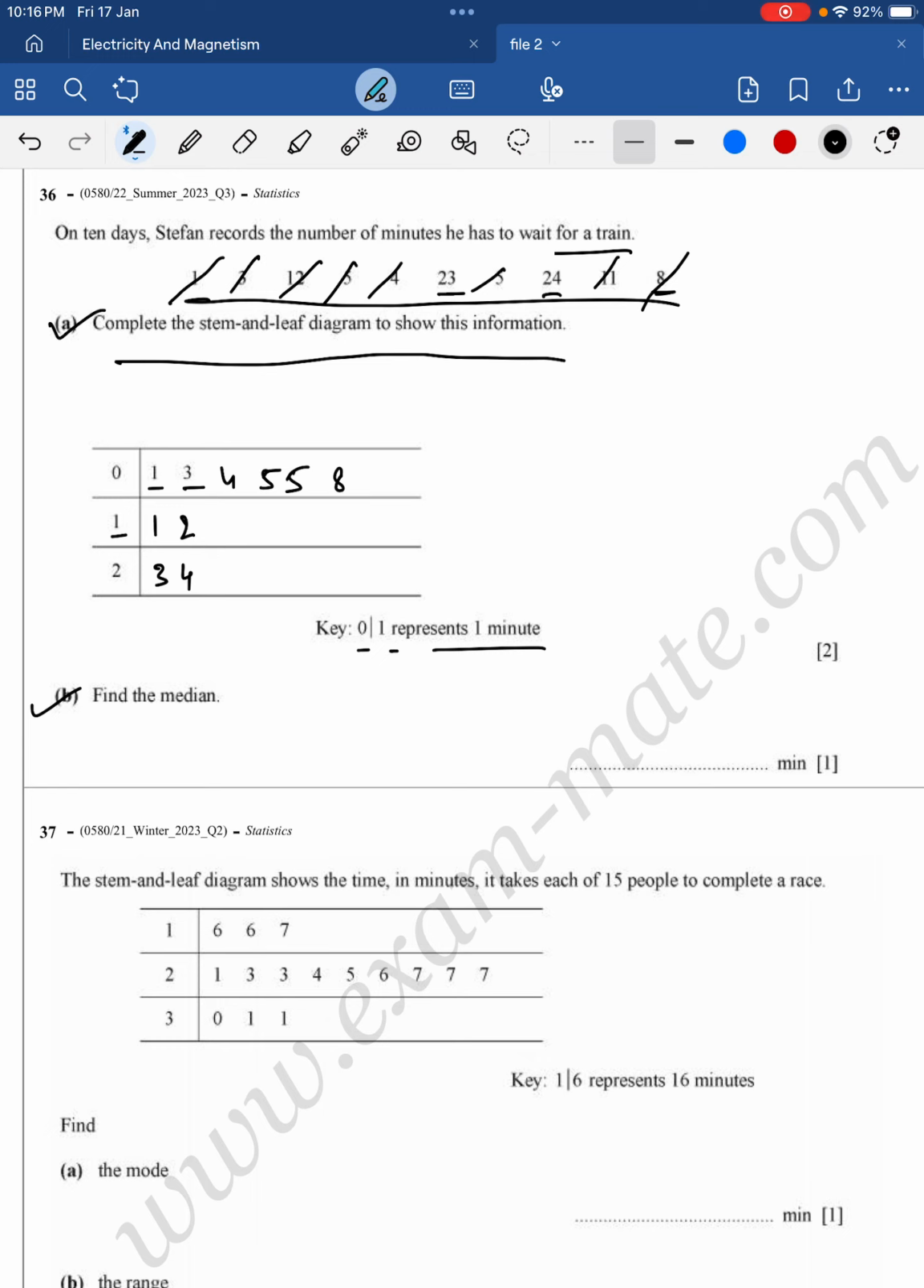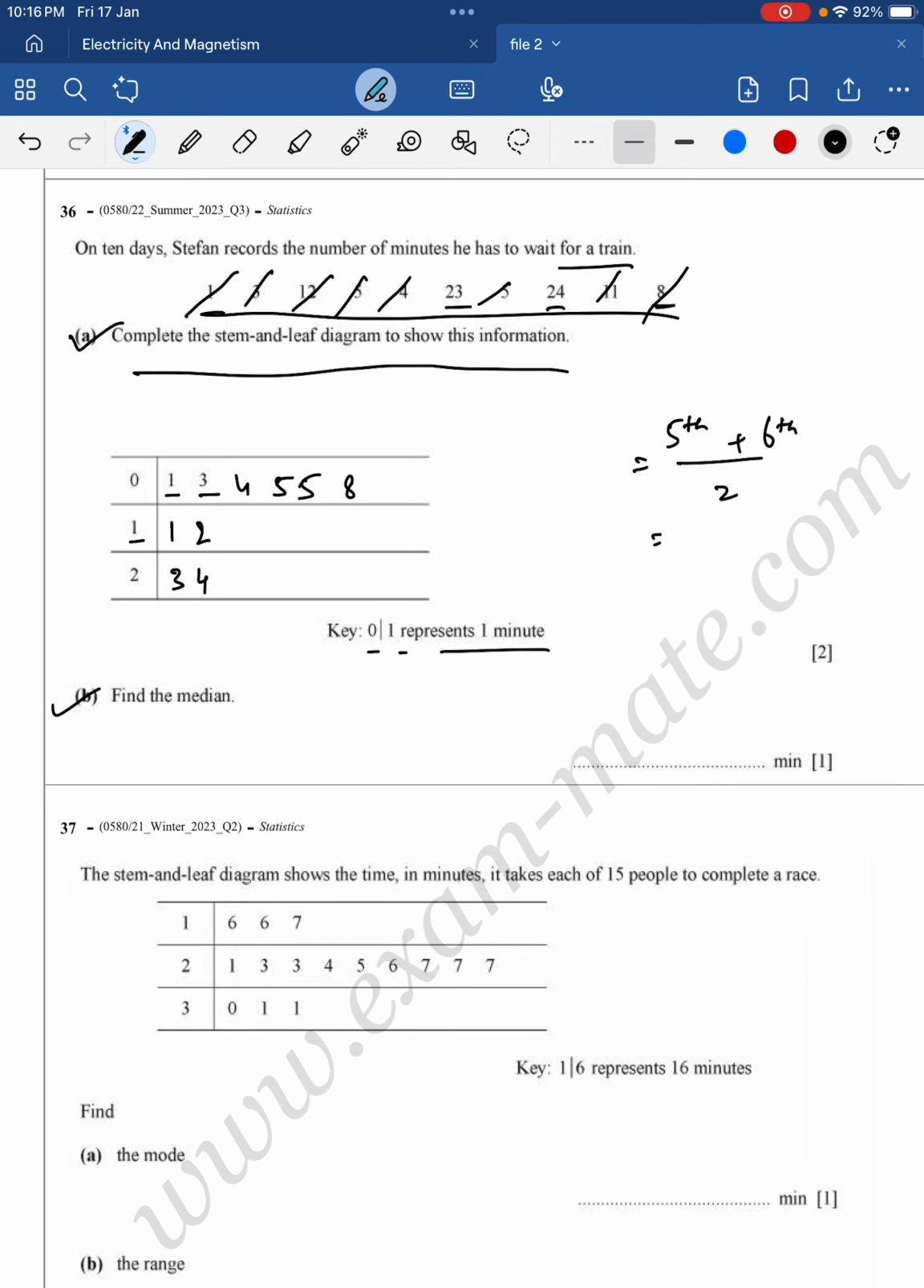Find the median. For the median we again look at how many data values there are: 2, 4, 6, 8, 10. Again even information. So 10 data values means 10 upon 2 is the 5th, and 10 plus 2, 12 upon 2 is the 6th. Sum these values and divide by 2. The 5th data is 5, and the 6th data is 8. So 5 plus 8 upon 2, that is 13 upon 2, which equals 6.5 minutes.